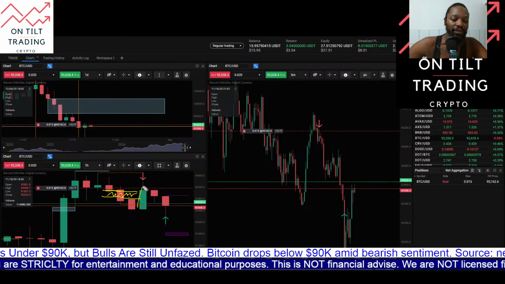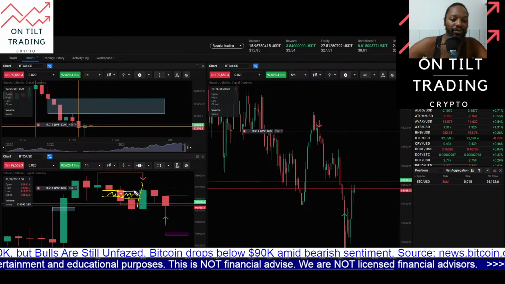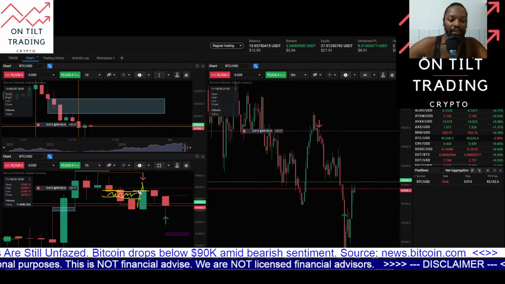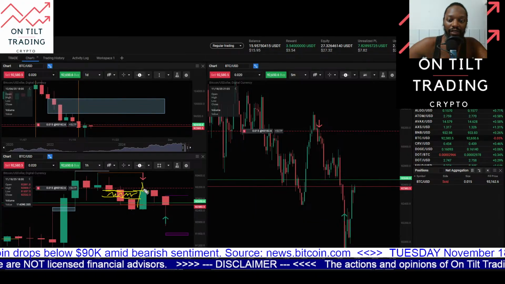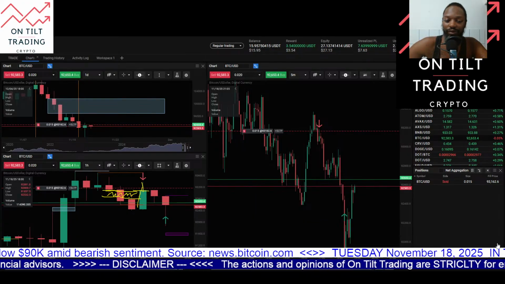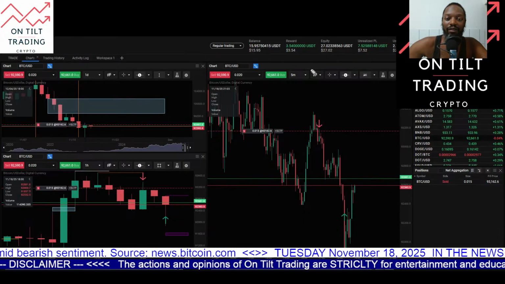Price trades up into that and through that, closes back here, and then I'm able to take an entry when price delivers back to the sell side within this candle. And then we'll take a look at that here on the 5 minute.